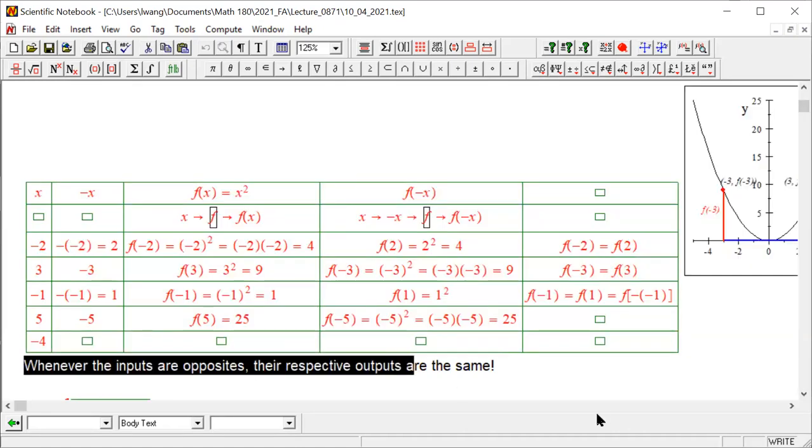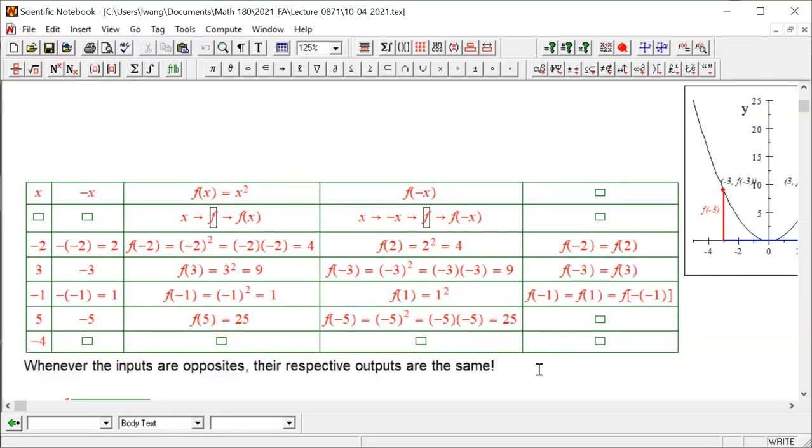But that's really the other way to say the function is even. It's another way to say the definition. Whenever the inputs are opposites, their respective outputs are the same. That's the essence of an even function. Whenever.